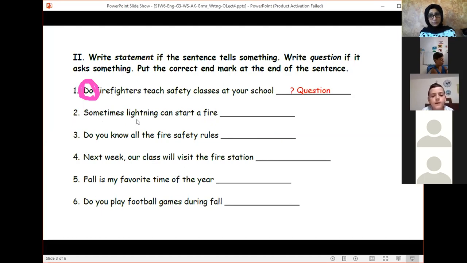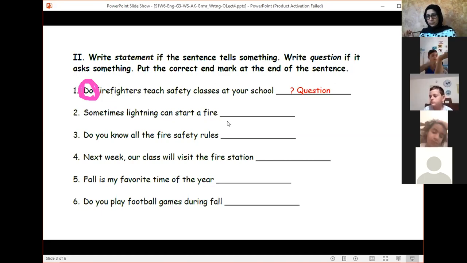Sometimes lightning can start a fire. Brilliant. Bravo. So what do you think this one is? Is it a statement or a question? That's a statement. It should end with what? With a period, bravo.